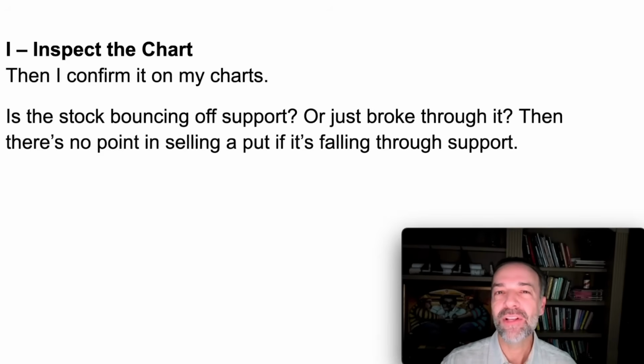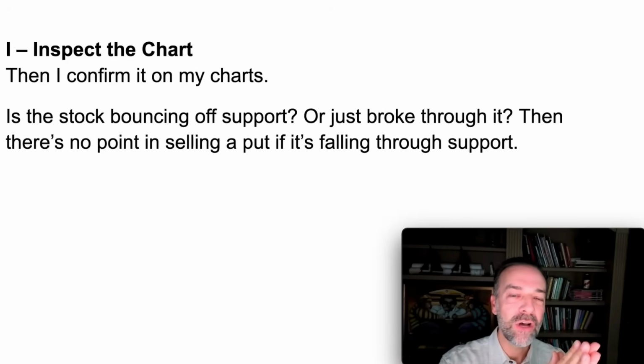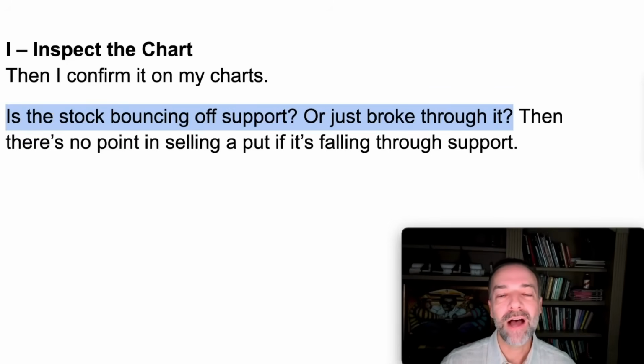if everything's looking okay, you then move on to the I, which is inspect your charts. I want to take all the information the AI just gave me, think about it, and then inspect my charts. So I'm pairing what the AI told me with what I see going on in the market. What am I looking for? Well, I want to see if the stock is bouncing off support or if it's just broken through it.